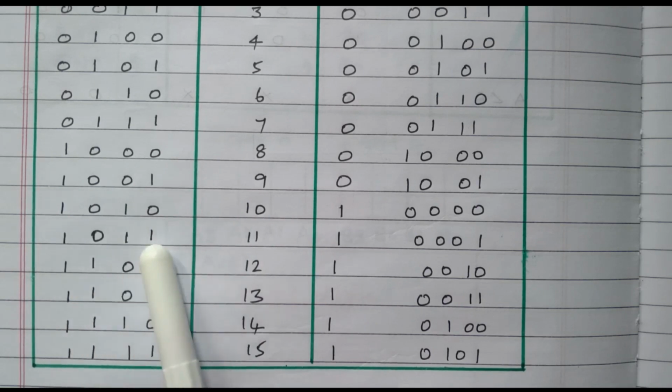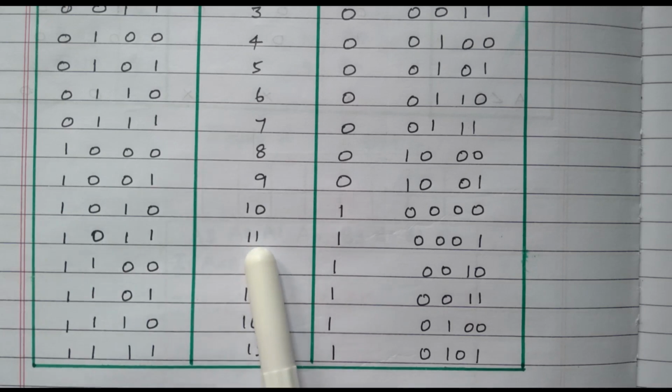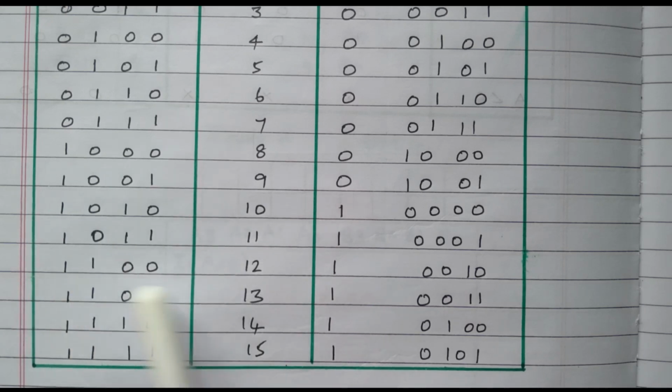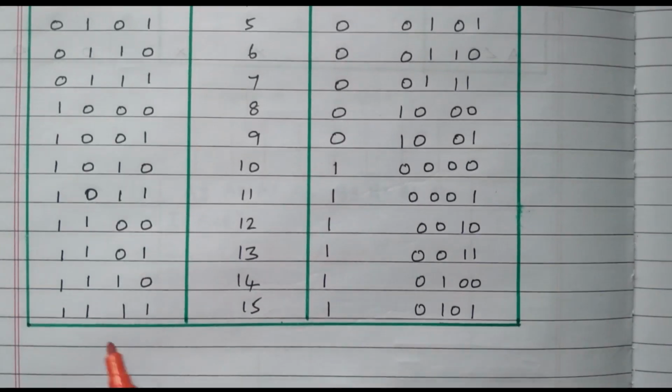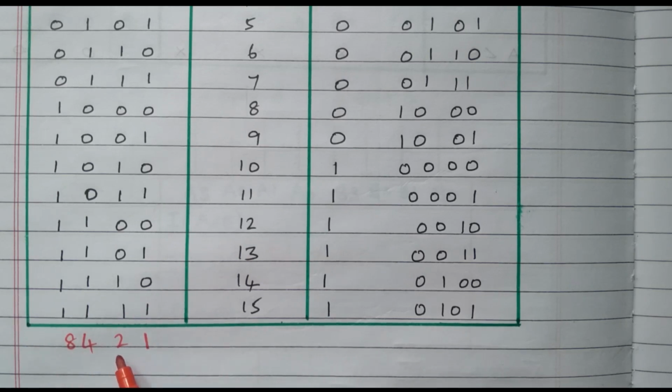Here 1 0 1 1, 8 4 2 1. So 8 plus 2 plus 1 is 11. Similarly 8 plus 4 is 12. 8 4 1 is 13. So that is represented by the weightage. The weightage of these numbers is given as 8 4 2 1, right? So see this last one, all are 1. So 8 plus 4 is 12, 12 plus 2 is 14, 14 plus 1 is 15. So this is the normal binary code.